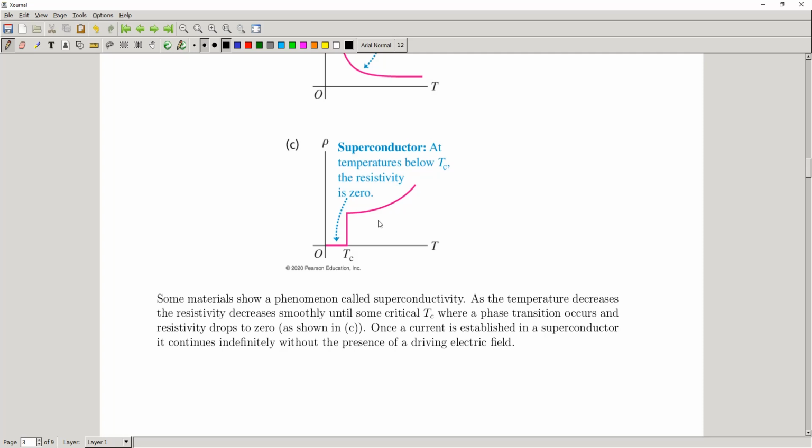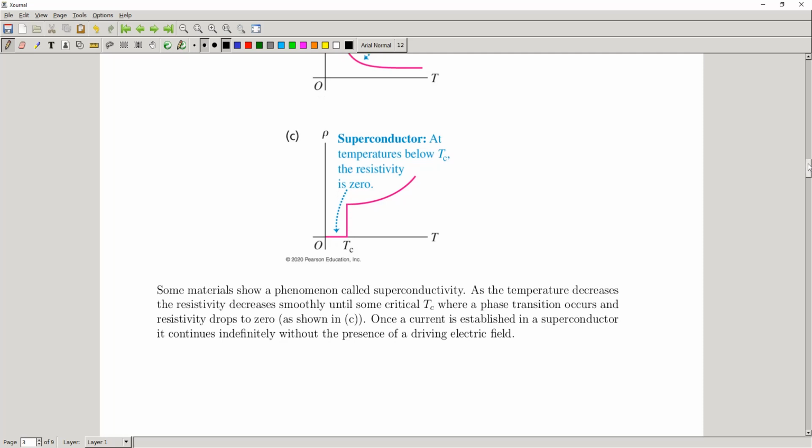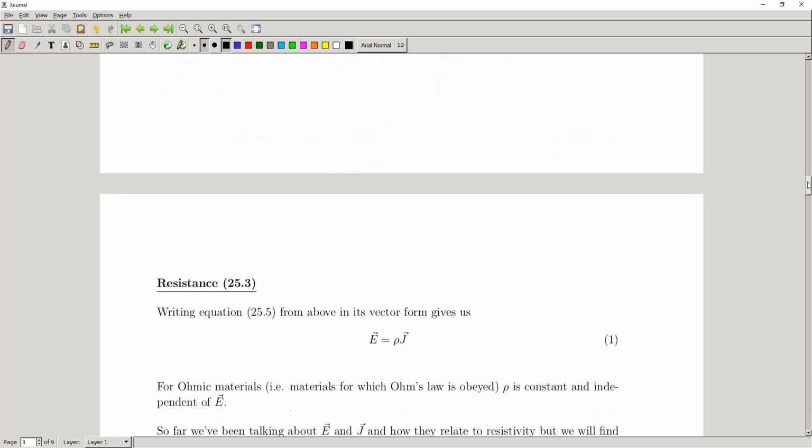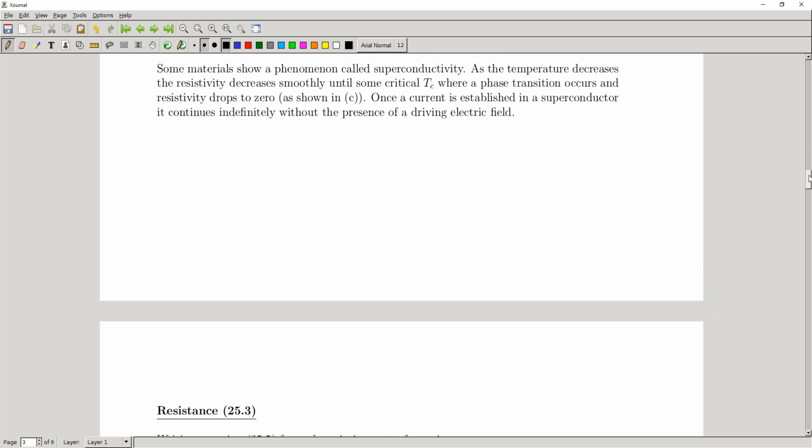Well, this means that once we have a current established in the superconductor, even if we don't have a driving electric field present in that conductor, even if we're not forcing an electric field into that conductor, this current is going to continue to flow indefinitely. Okay, and we can see that behavior here in this drop off, right? Okay, so that was resistivity. That's section 25.2.